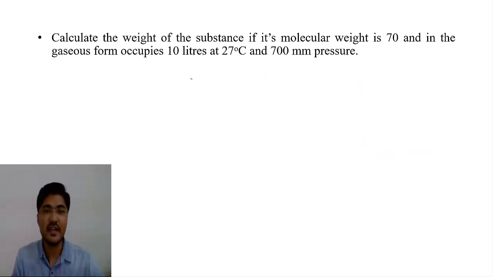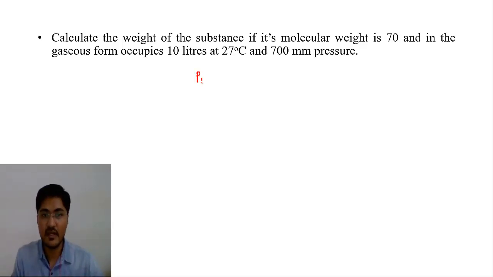Calculate the weight of a substance if its molecular weight is 70 and in the gaseous form it occupies 10 liters at 27 degrees Celsius and 700 mm pressure. This is an inverse of the first numerical that we have seen today. Here the non-S.T.P. volume is given and we are supposed to calculate the weight of the substance. So let's first try to find the volume of the given substance at S.T.P.